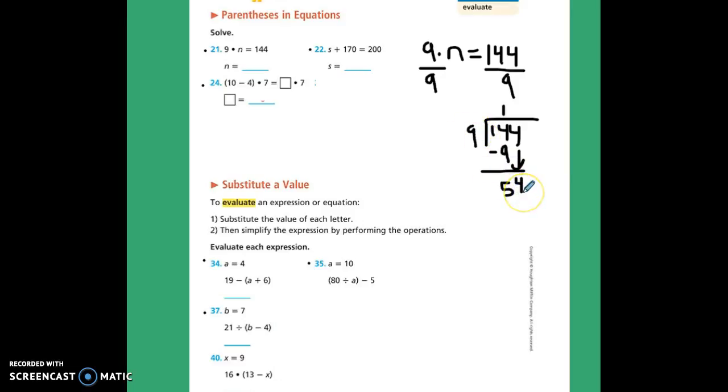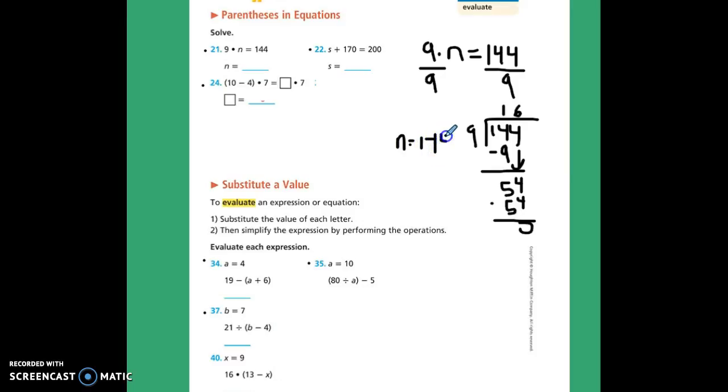9 goes into 54 6 times. And I just double check. 6 times 9 is 54. And I subtract it and I get no remainder. So I found out that n, in this case, equals 16.